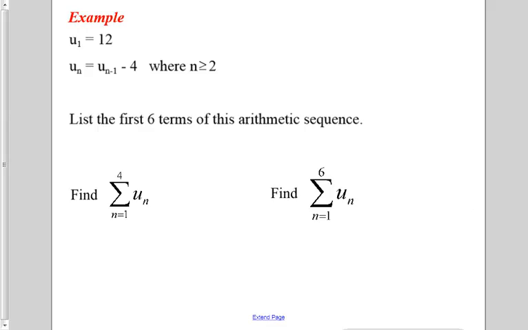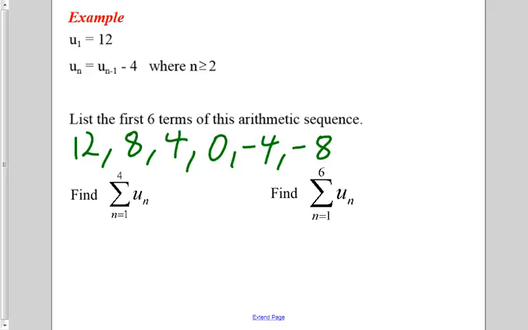Now let us turn to our second example, where they give us u1 equal to 12, and then un is equal to un minus 1 minus 4, where n is greater than or equal to 2. So listing the first 6 terms, well, u1 is 12, u2 is going to be 12 minus 4, which is 8. From here on out, subtract 4 away from each term, so 4, 0, negative 4, and negative 8 will be the first 6 terms of this arithmetic sequence.